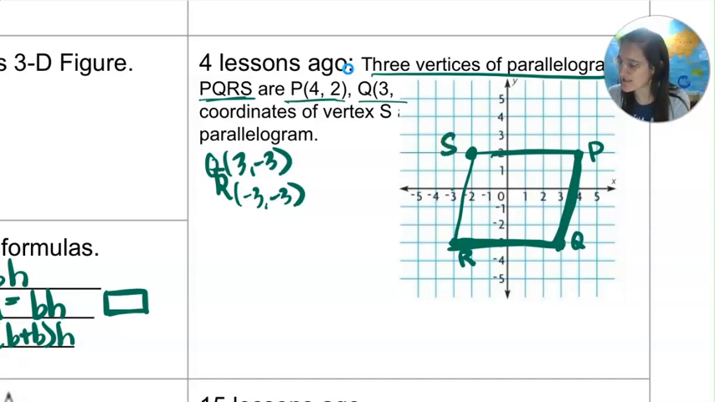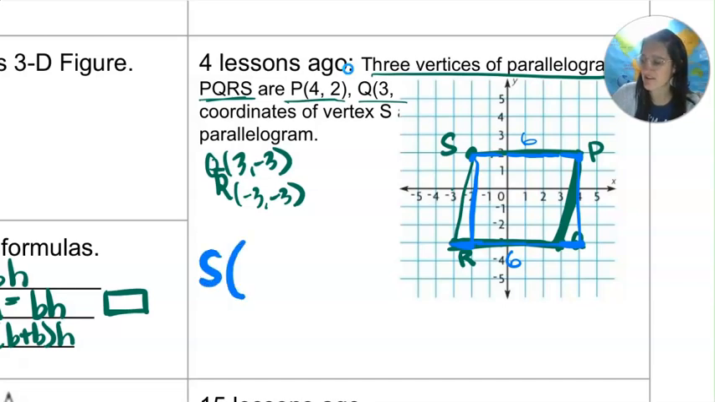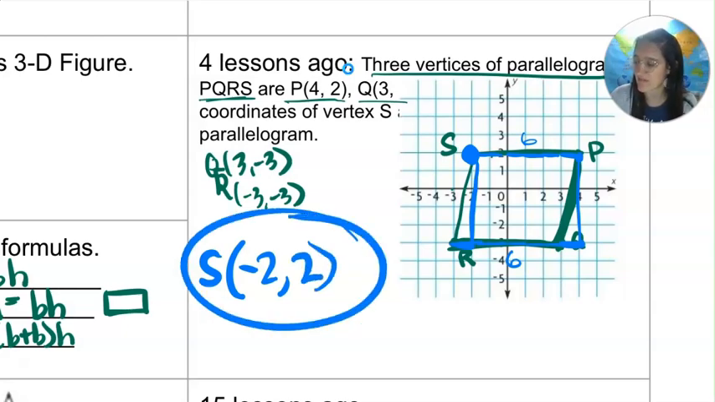First thing I'm going to check is 1, 2, 3, 4, 5, 6. 1, 2, 3, 4, 5, 6. They're both 6 units away. The other thing is I go over 1 and straight up, over 1, straight up. So that kind of is how I can know that they are parallel with each other. So S ends up being at -2, +2. Okay.